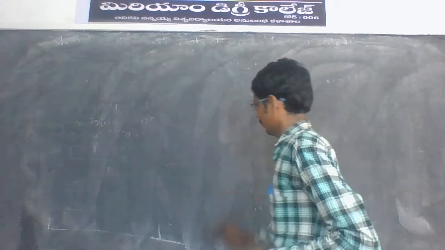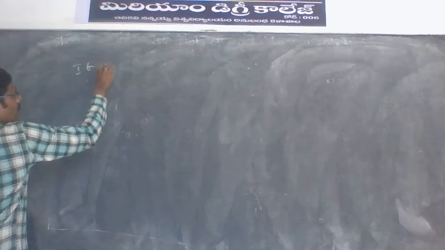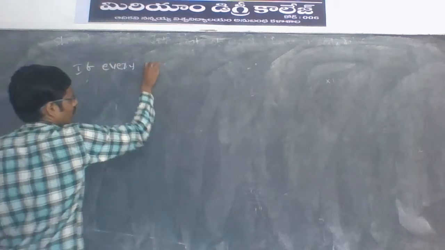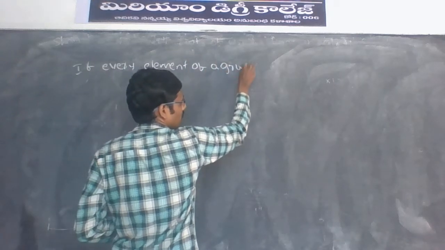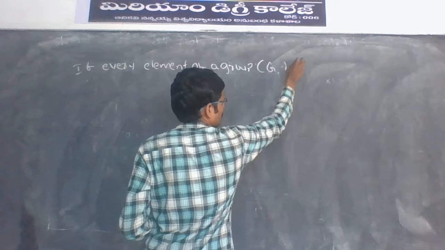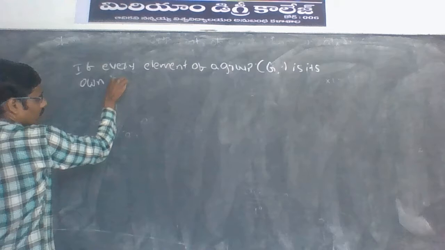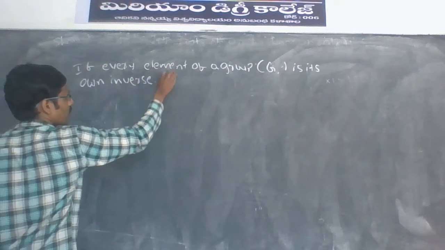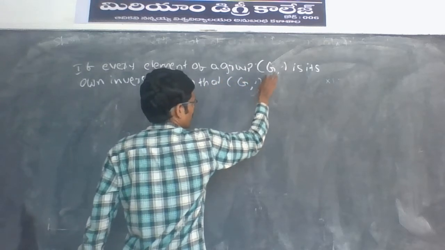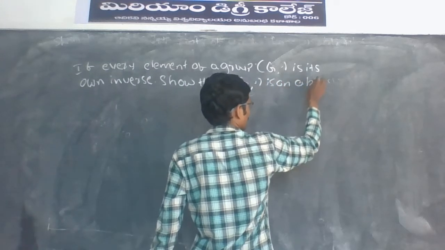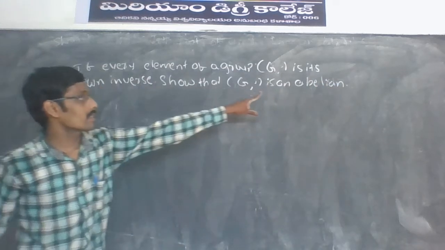Next problem. If every element of a group (Z, dot) is its own inverse, show that (Z, dot) is an abelian group.